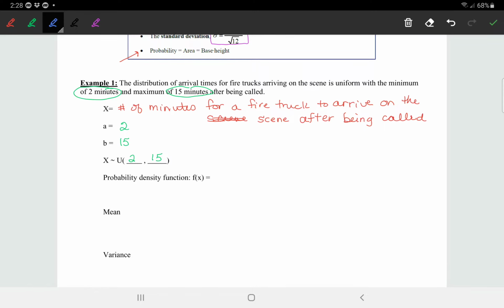So let's find the probability density function. We know that that is given as 1 over b minus a. That will be 1 over 15 minus 2, which is equal to 1 over 13. This is our constant line, 1 over 13. The mean of the probability distribution, if it's uniform, is a plus b divided by 2. So in this case, we get 2 plus 15 divided by 2, or 17 halves.